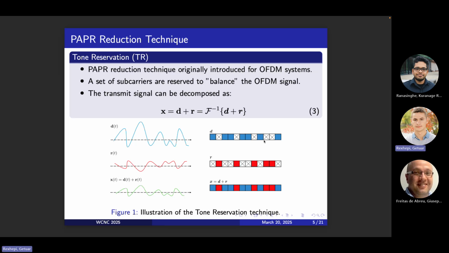It's worth mentioning that these reserved tones are mutually exclusive to data, so that their intersection is empty, so that we don't have any conflicts between data and these reserved tones. Of course, as can be seen in equation 3, these reserved tones can be expressed in time domain or frequency domain, since the Fourier transform is a linear transform.